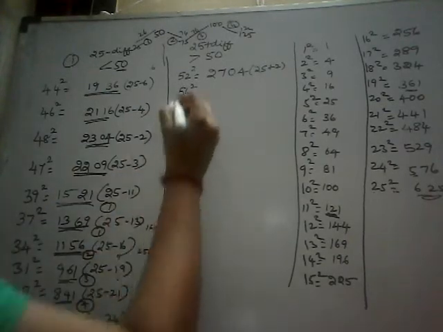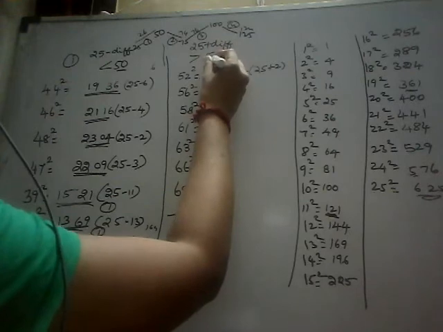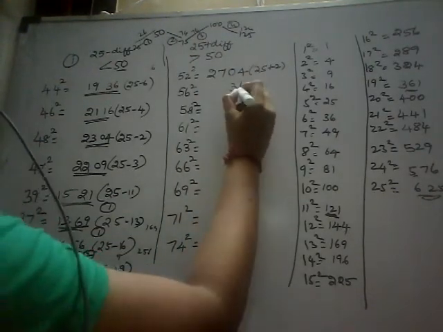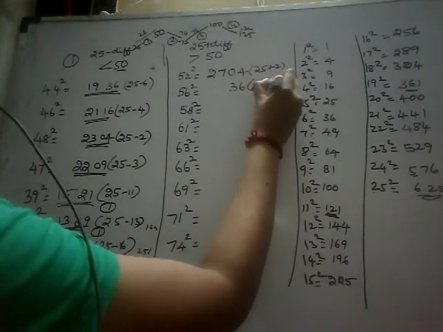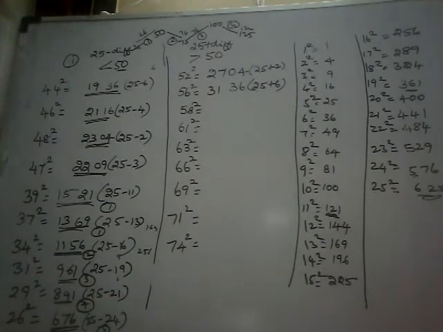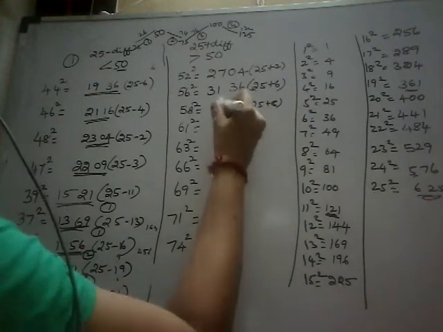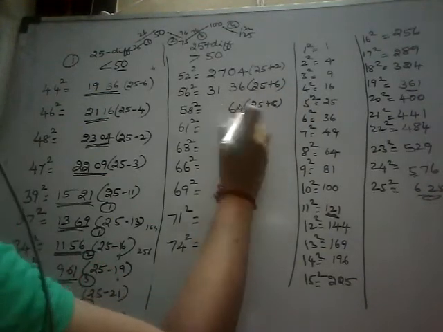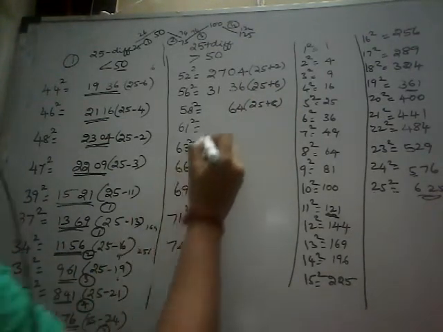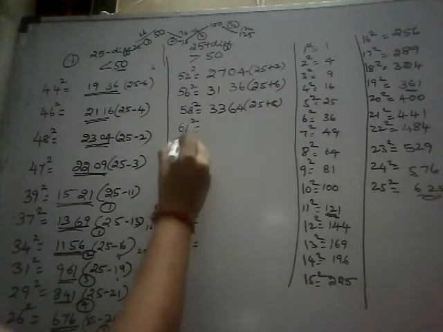Same way, 56 square. What is 56 square? How much is the difference from 50? 6. Square it and write in the two digits, 36. So 25 plus 6 and write it over here, 31. 3136 is the answer for 56. 58 square. How much is the difference? 8 is the difference. So 8 square it and write it here, 64. And the addition of 25 and this difference 8 will give you 33. 3364.